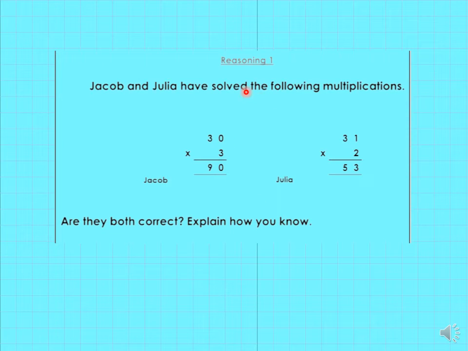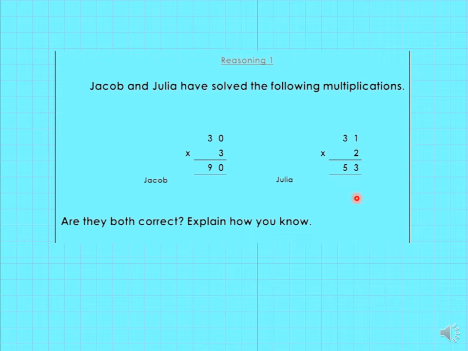Okay, so let's start with Jacob. So 3 groups of 0 is 0, isn't it? Okay, 3 times 0 is 0, so that is correct. And then 3 times 3 is 9. So Jacob has got this right. 3 groups of 30 is 90, yeah? We know that 2 groups is 60 and 1 more group is 90.